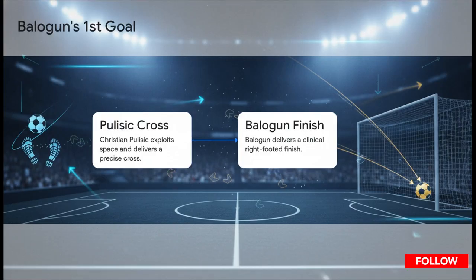First, Christian Pulisic brilliantly exploits the space out wide and whips in a pinpoint cross. Then, Balogun drifts into this perfect pocket of space right in the center of the box and just slots a clinical right-footed finish right into the bottom right corner. Seriously, it's textbook attacking football.